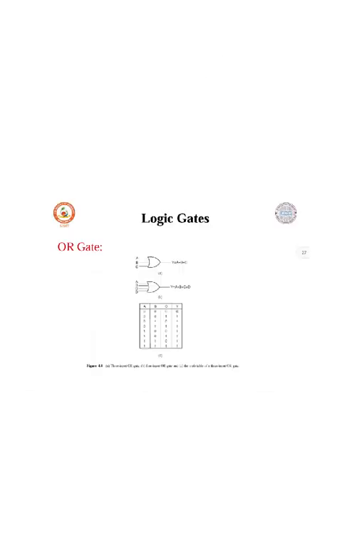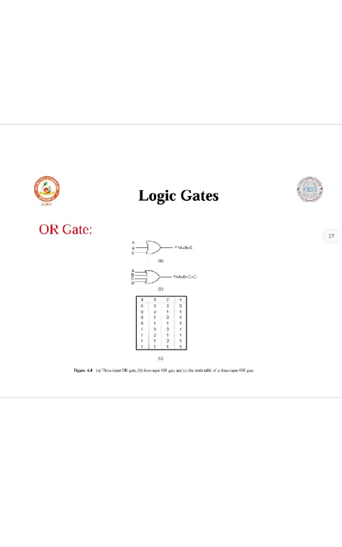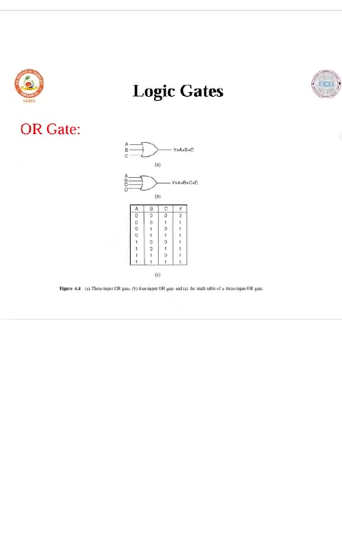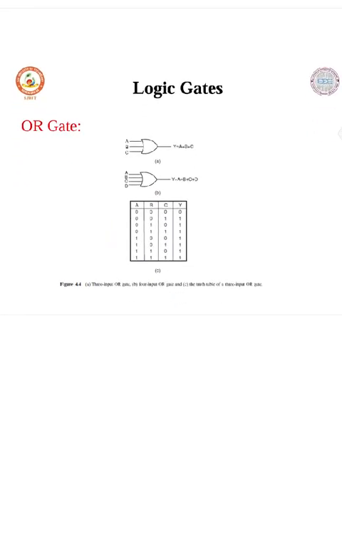Next is about the logic gates. There are many gates, so we are going to study the logic gates. In the logic gates you have basic gates and universal gates. Let us discuss what basic gates are and what universal gates are. Basic gates are OR gate, AND gate and NOT gate. You can see here the OR gate. Usually you can write an OR gate for 2 inputs.